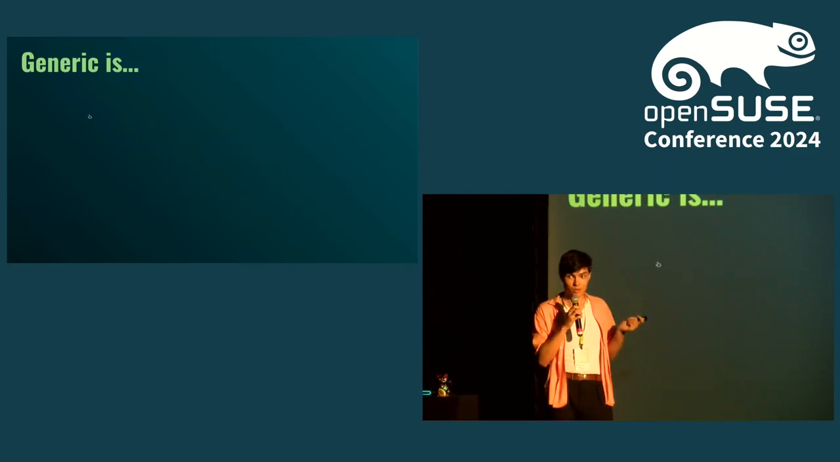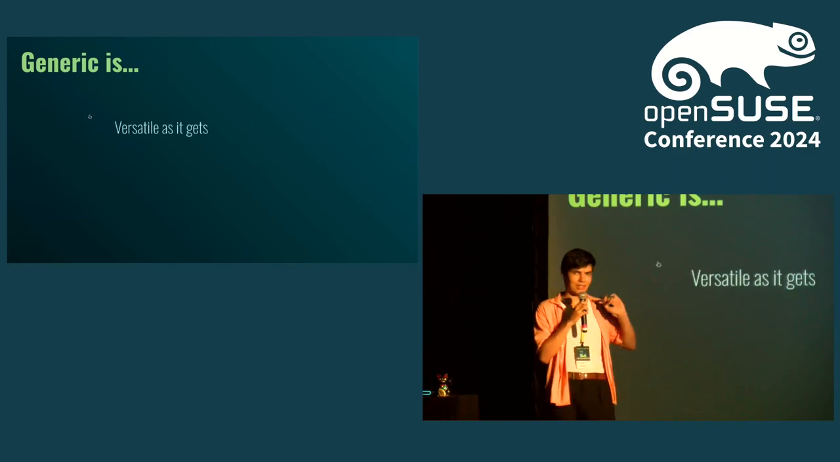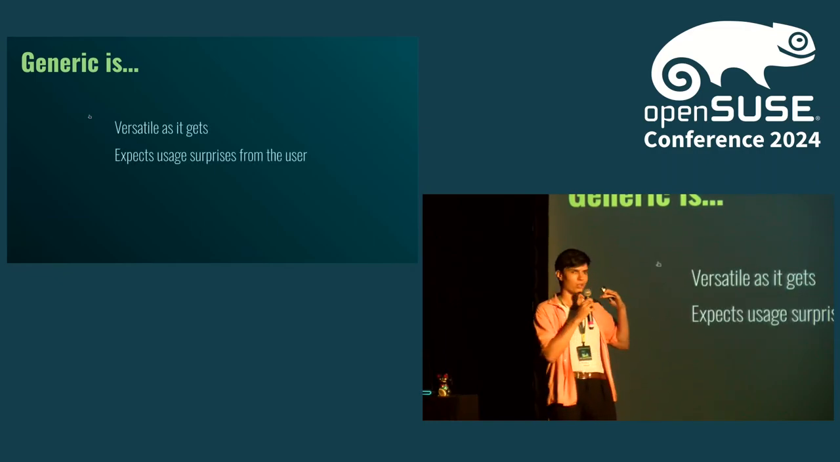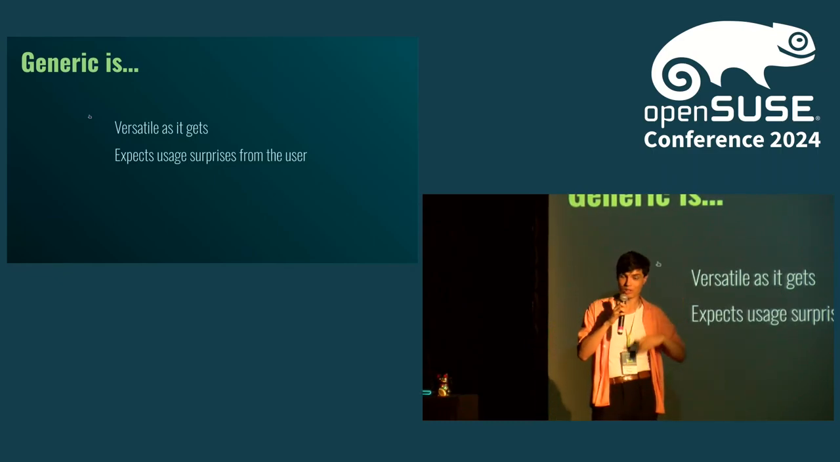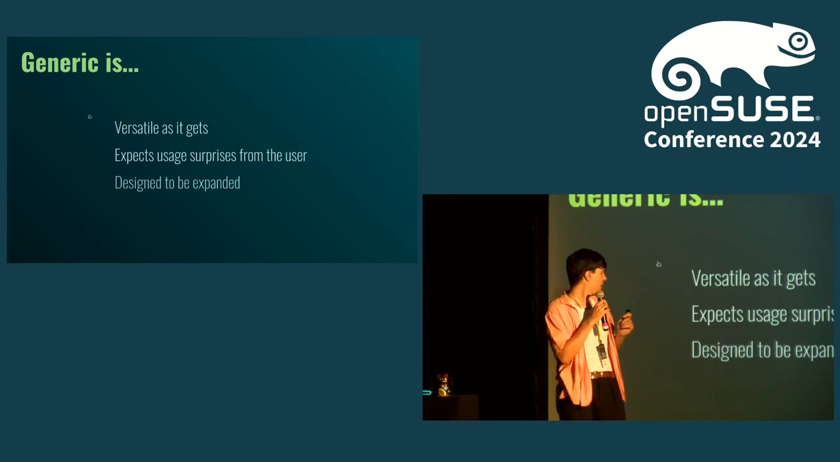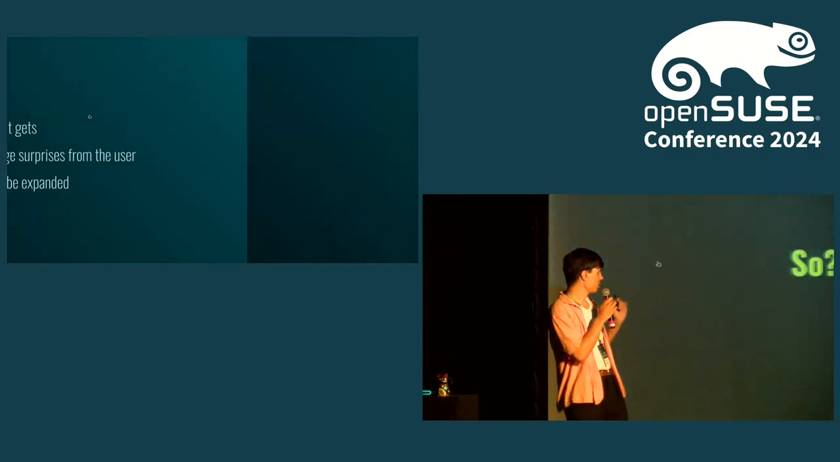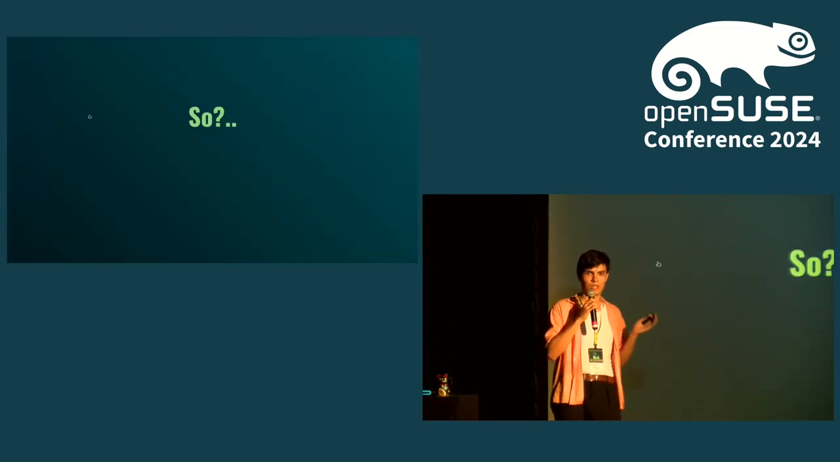And then in generic Linux, probably everybody here has used generic Linux before, but basically we want to be as versatile as it gets. We want to allow everything. We want to expect surprises from the user. So if the user changes the system, we don't just want to collapse in on ourselves. And the user also wants to expand the system, so add peripherals, add new software, whatever. So how do we combine the two now?